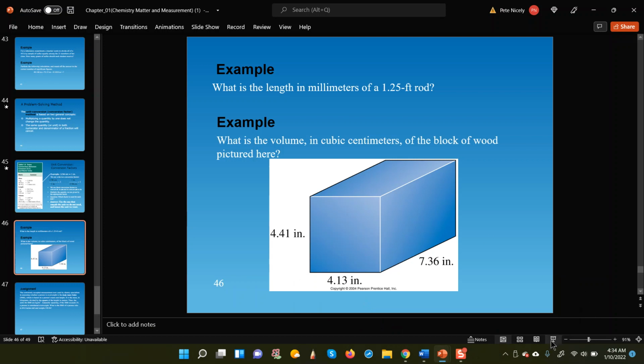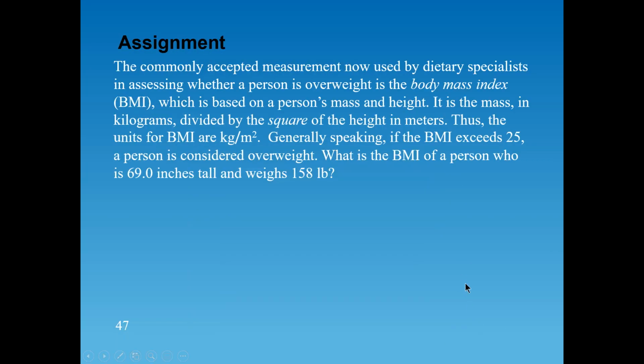All right? Okay, so let's move on now to the next slide, which is another example. It says a commonly accepted measurement now used by dietary specialists in assessing whether a person is overweight is what is called the body mass index, which is based on the person's mass and height. It is a mass in kilograms divided by the square of the height in meters, right? So therefore, the units of BMI would be kilograms per meter squared. Generally speaking, if the BMI exceeds 25, a person is considered to be overweight.